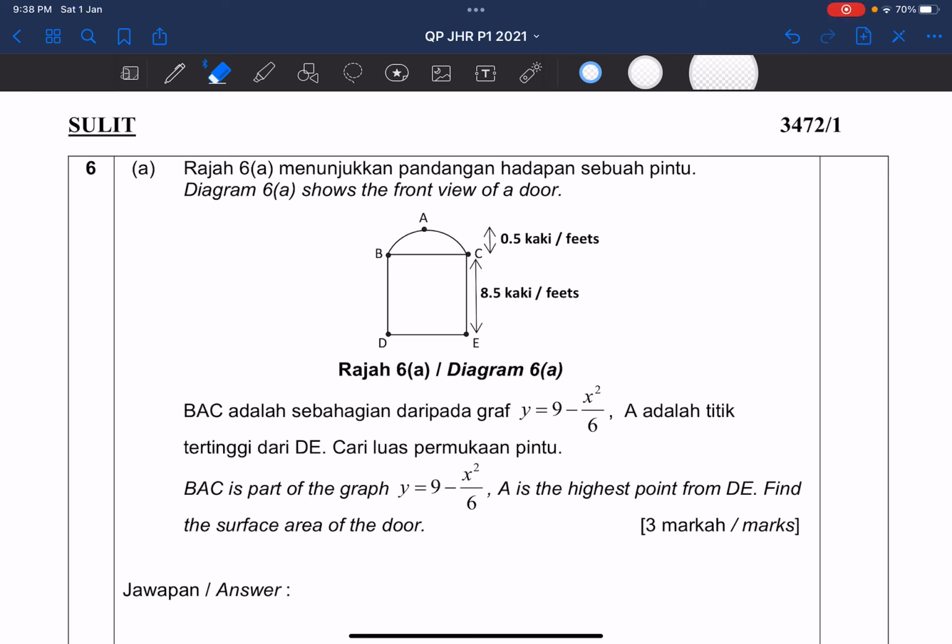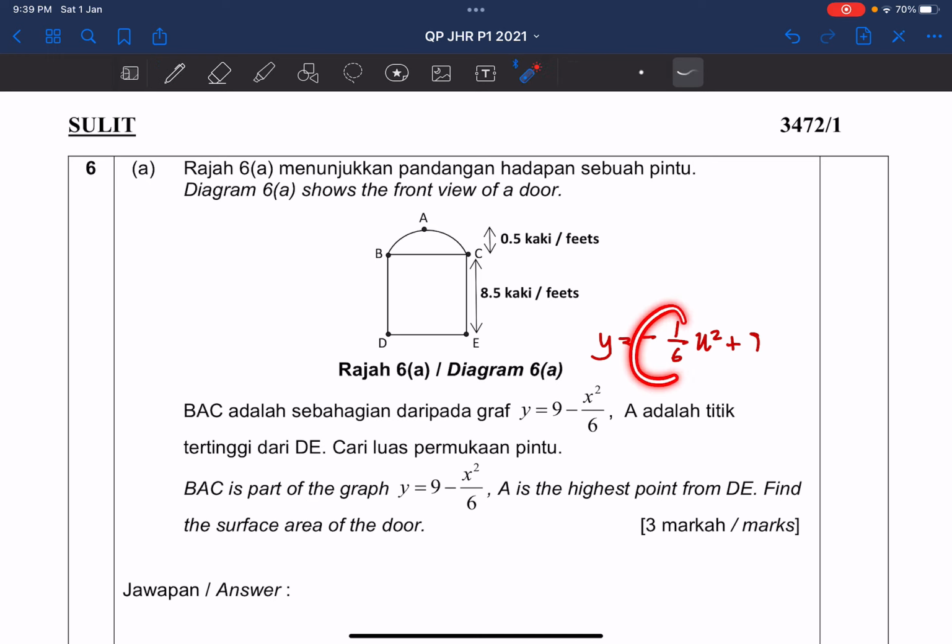Okay, so for question 6, Johor paper 1, it's an area integration type of question where you need to sketch out the graph first. The key of these questions is that you need to know how to sketch the graph by using the diagram given. It will be easier when you understand the equation given. You notice that the equation given is actually a quadratic equation. When you rearrange it in general form, you get negative 1 over 6 x squared plus 9.